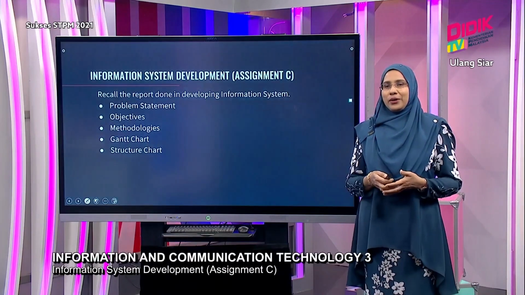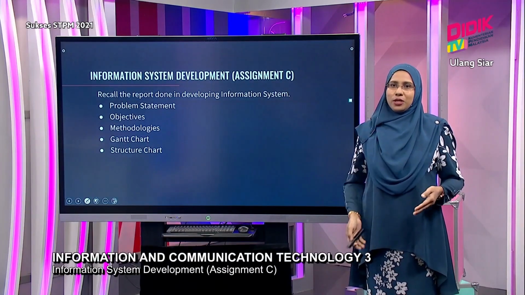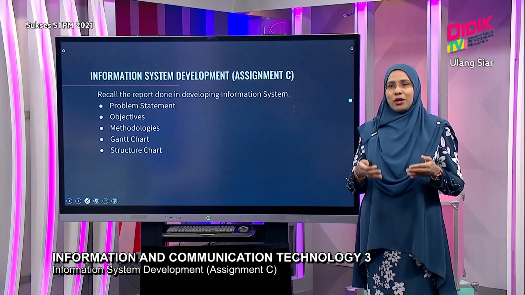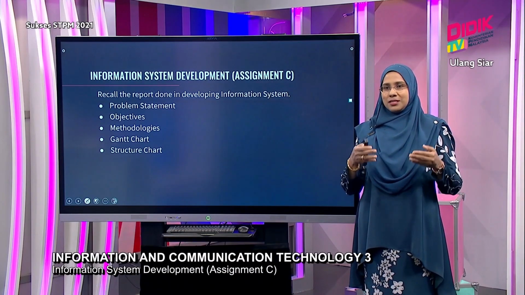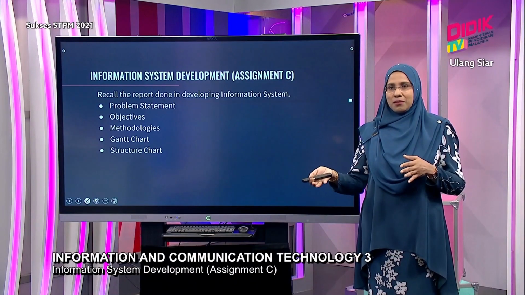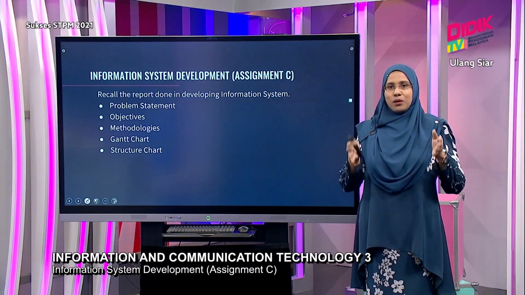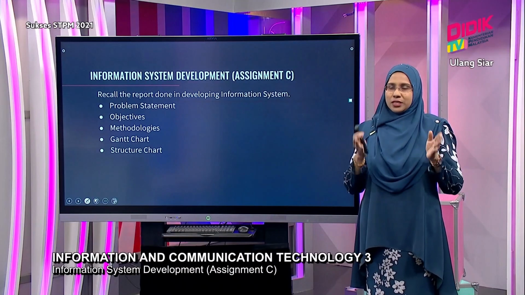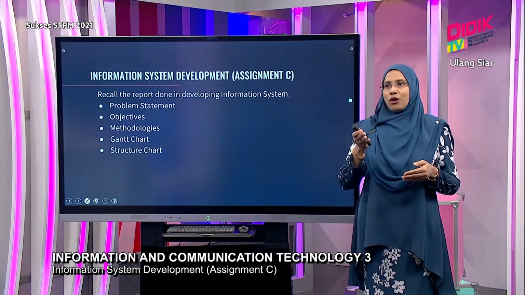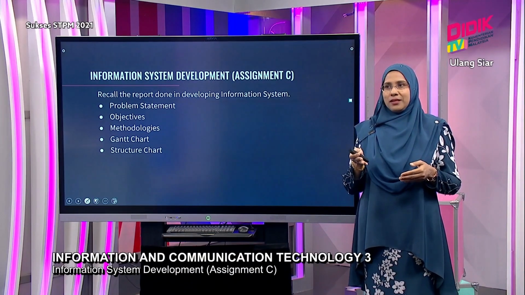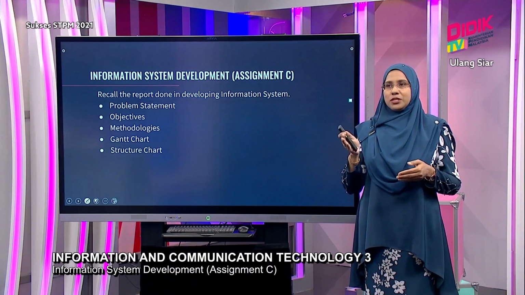Okay, so remember you did your assignment. I hope you have finished your assignment. But this assignment is not just to be done and submitted to your teacher. You have to remember what you did, because questions might be asked in the exam. So recall the report done in developing the information system.